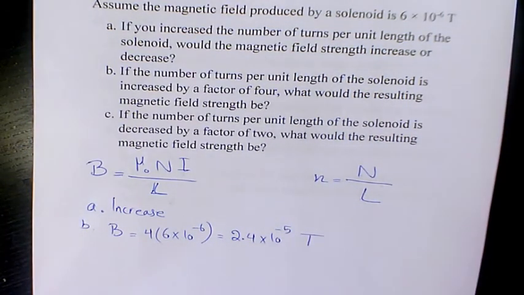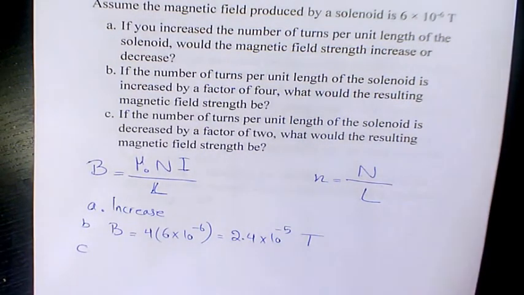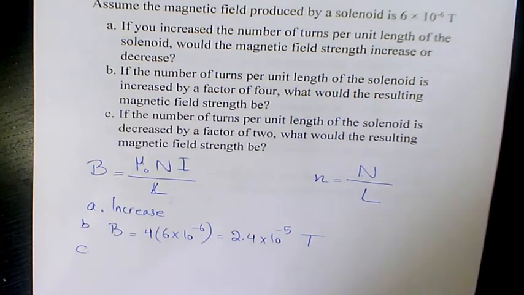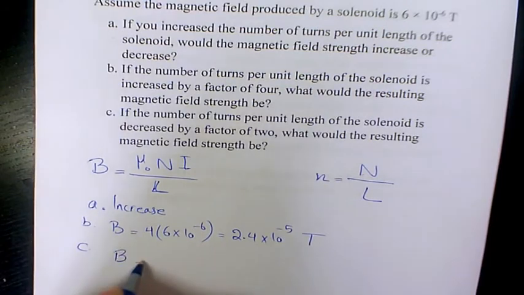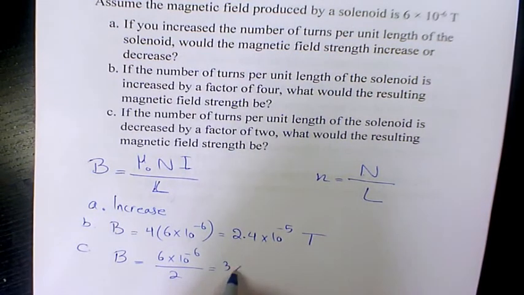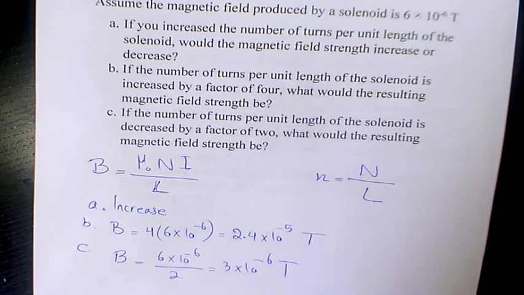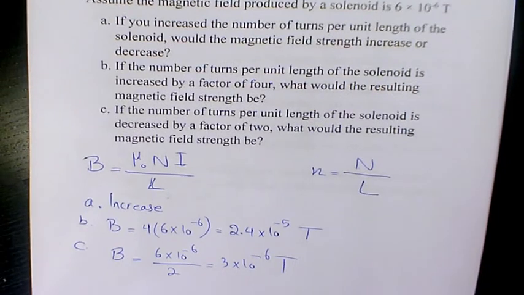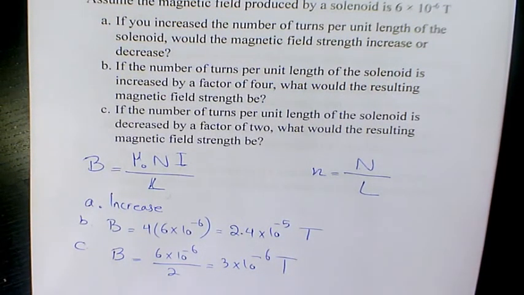Tesla. Part C, if the number of turns per unit length of the solenoid is decreased by a factor of 2, it means that it becomes half, what would the resulting magnetic field strength be? So B will be half of 6 times 10 to the power of negative 6. So we divide it by 2 is going to be 3 times 10 to the power of negative 6 Tesla. That's how we find out the relationship between number of turns per unit length of a solenoid and the magnetic field strength.